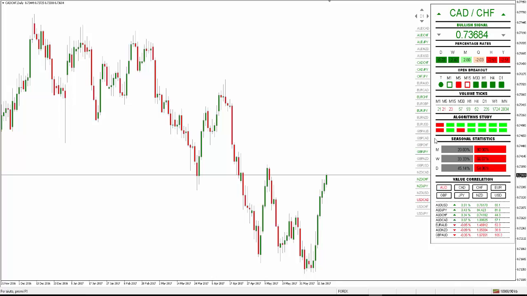Moving on, we have the seasonal statistics. You can set the reference time span for the indicator to analyze, and it will give you the daily, weekly, and monthly statistical forecasts for every currency pair.